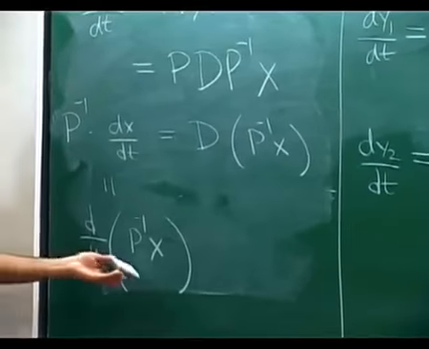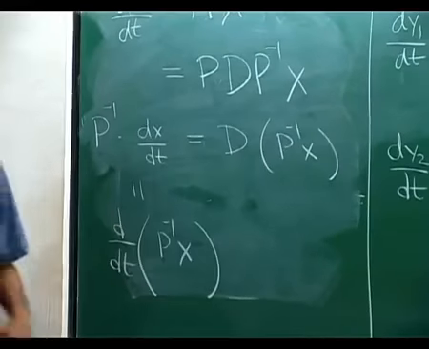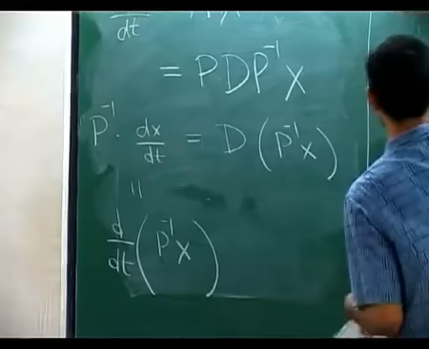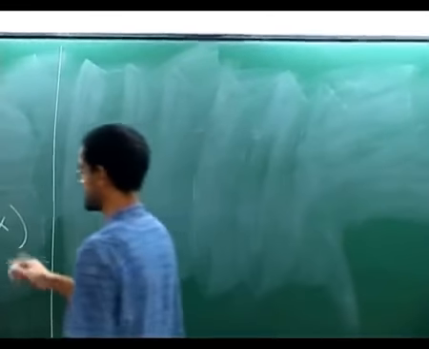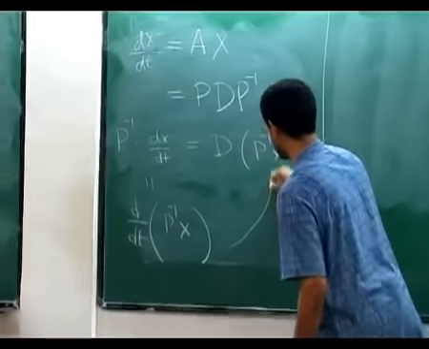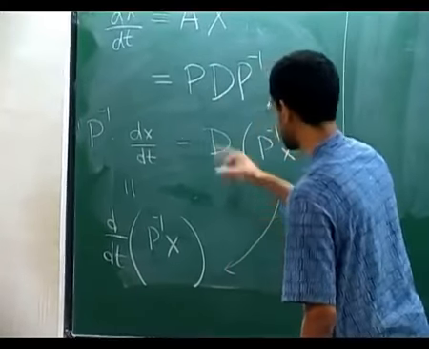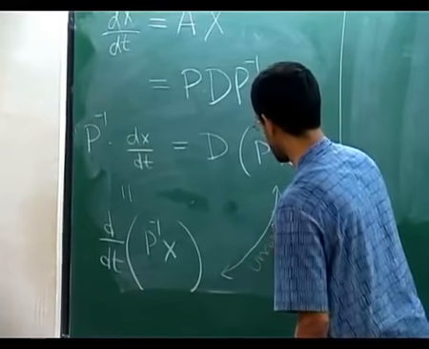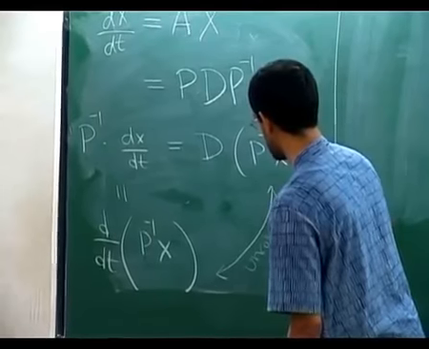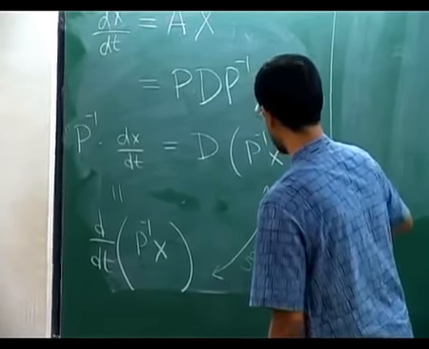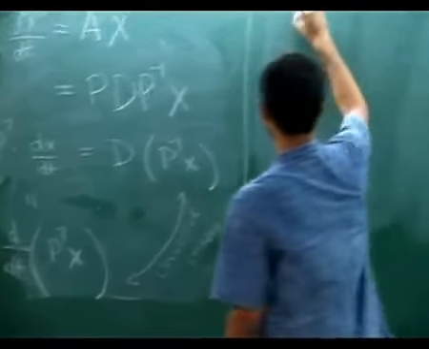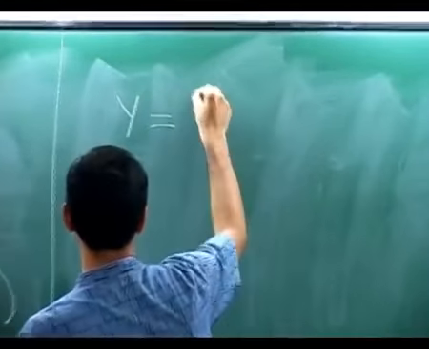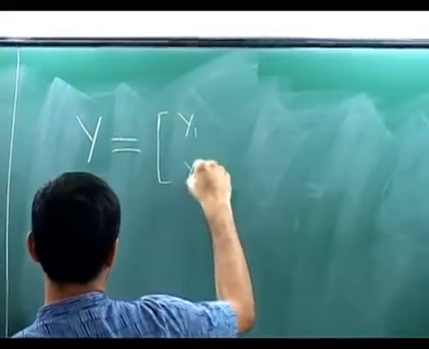Now why does this look better? Let's now change variables. This is the uncoupling step, as it will become clear in a moment. What this has managed to do for us is to produce an uncoupled system of equations. What do I mean by that? You look at P inverse X, it appears on both sides of my equation. So I will call that my new vector y. So y again is 2 variables, y1, y2.